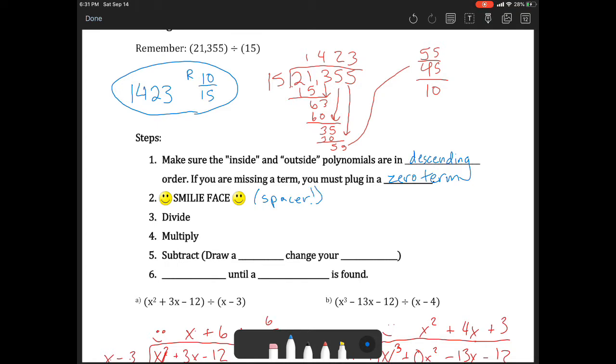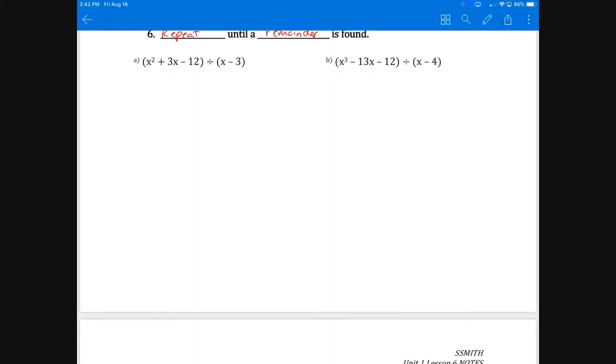Then we're going to divide each different part. We'll multiply. Then you'll subtract, so you're going to basically draw a line and change your sign because we have to do that every single time. And then we'll end up with our last step, which is going to be repeat until our remainder is found. So that's all we're going to do on this first part before we move into our actual parts.